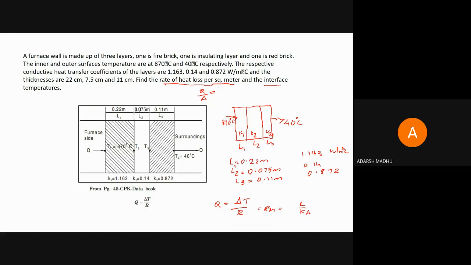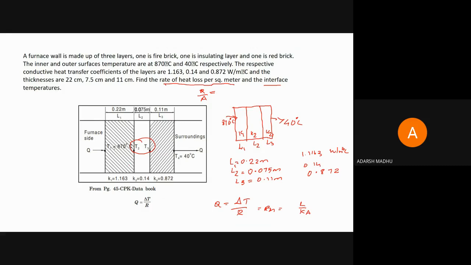Second one is interface temperature. Here we can see that T1 is given and T4 is given. So T2 and T3 are missing. They are unknown quantities, so we want to find the interface temperatures also. First, we want to find the quantity of heat transfer per unit area, that is per square meter. That is the main objective of this problem.